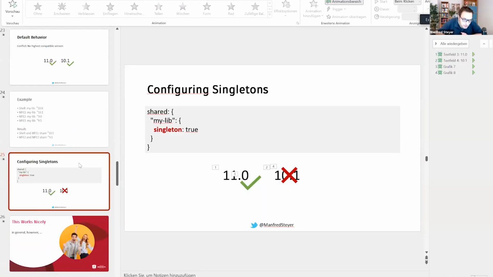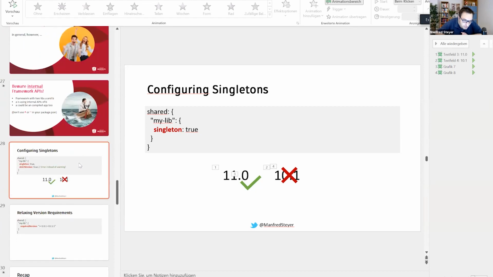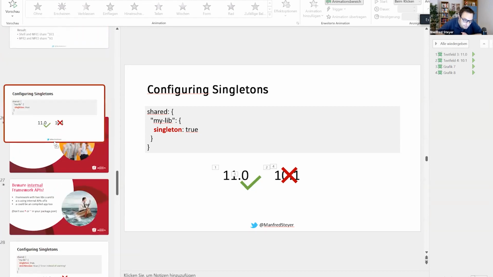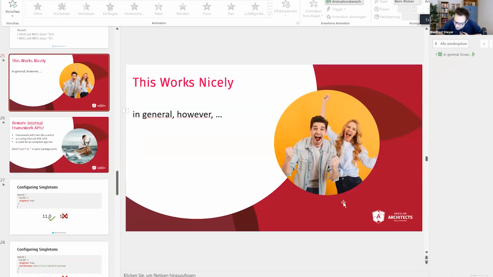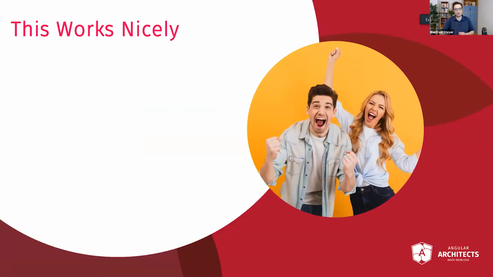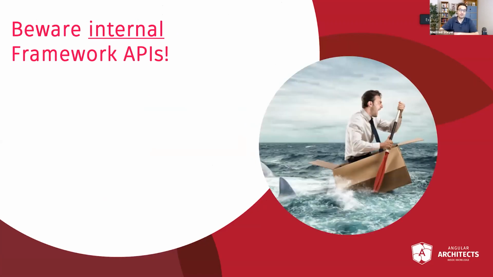Just let me show you something. Yeah, the slide moved. It's very often a good thing. It very often works nicely in general. However, there is an issue. This issue is about internal framework APIs, something we normally not focus on because it's not our business. It's the business of the framework vendors, isn't it?